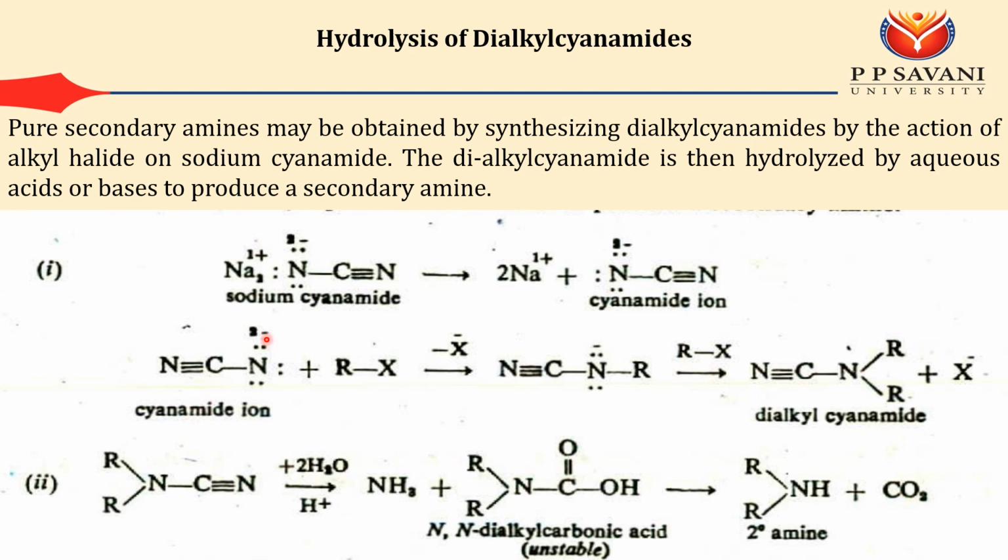Suppose this is sodium cyanamide. From sodium cyanamide you can produce the cyanamide ion, and that cyanamide ion reacts with this alkyl halide. So you will get this intermediate product, and again you do reaction with alkyl halide, so you will get your dialkyl cyanamide. That dialkyl cyanamide you have to hydrolyze. On hydrolysis you will get carbonic acid, which is unstable, so decarboxylation will occur and you will get your amine.